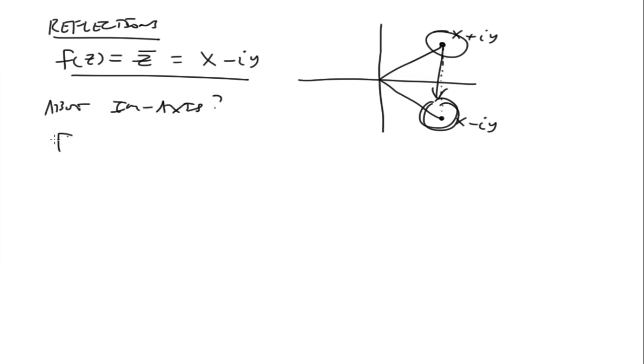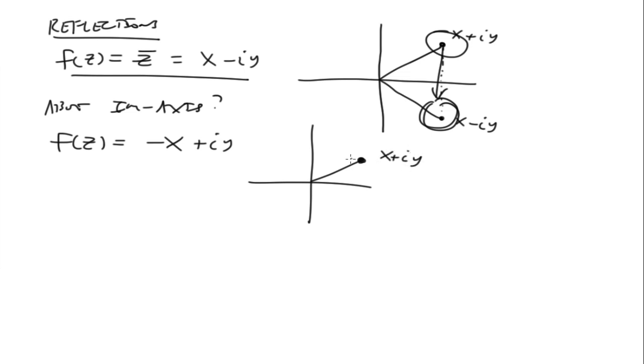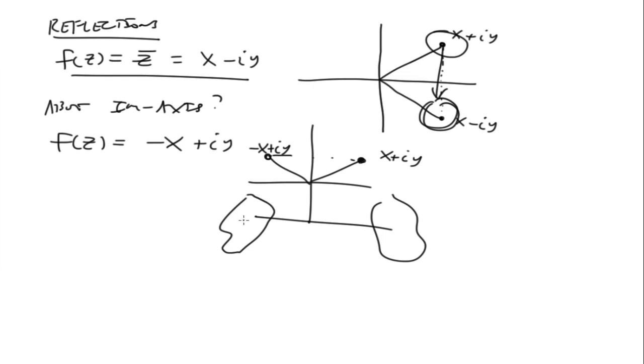Well, that's pretty straightforward. F of z is equal to negative x plus iy. That'll take a point here, x plus iy, and make it go across there to minus x plus iy. Any set over here would get magically put over there. So S, f of S. Sorry, I'm trying to make the sets look the same. Okay, so that's the idea.